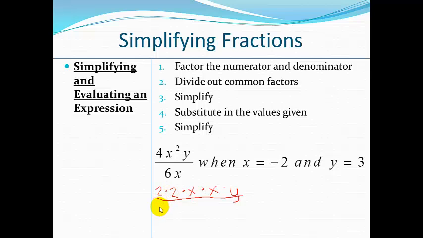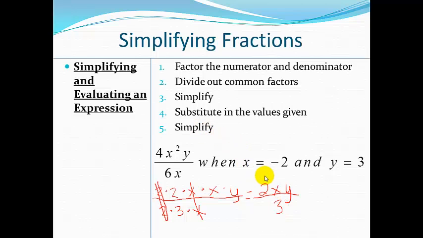And then on the bottom, well, 6 equals 2 times 3, right? Put it in its factors, and then there's times x. So right now, just saving ourselves time, I can automatically cancel out the 2. I can cancel out the x, and I'm left with 2xy over 3.